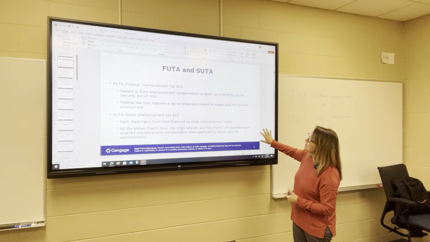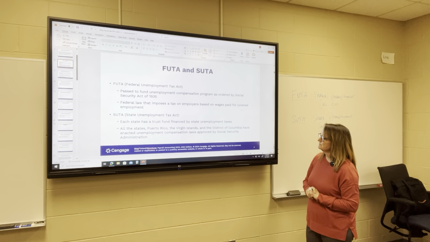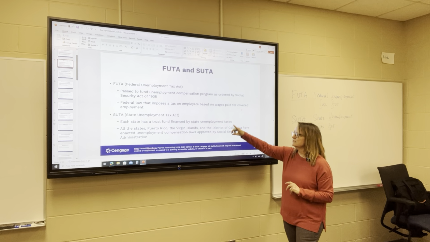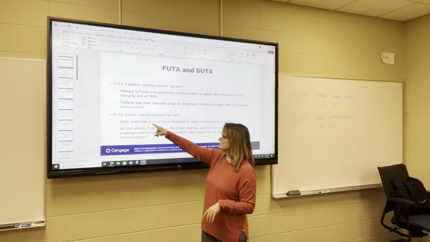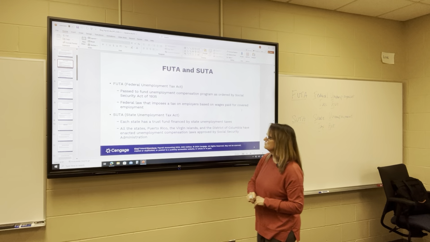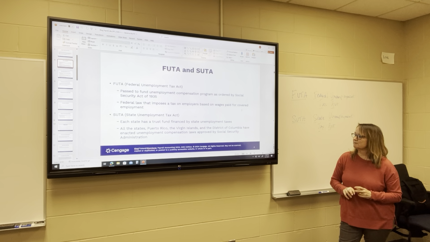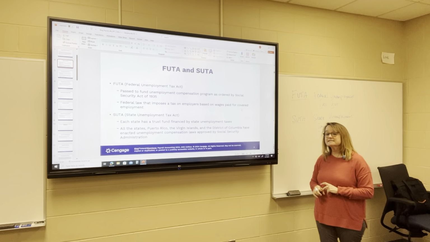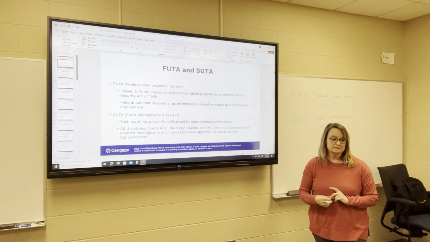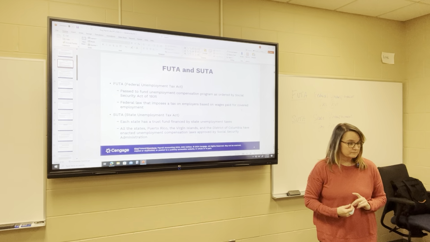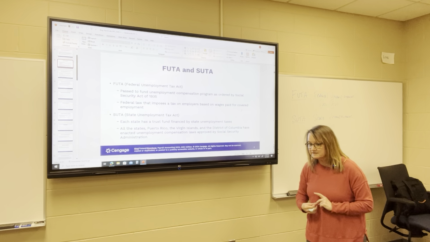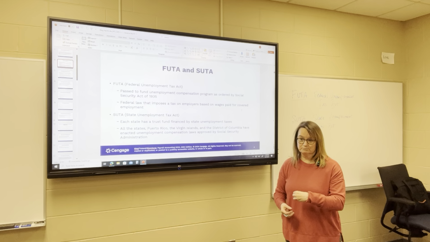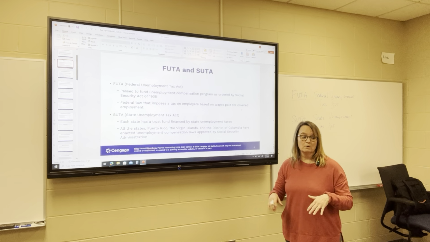Okay. State Unemployment Tax Act. So this again was passed by the federal government, but it is imposed at the state level. Each state has what they call a trust fund. It's financed by state unemployment taxes. So that means the states collect the tax from employers, and then they pay out benefits, unemployment benefits, from the amounts that they collect from the employers.